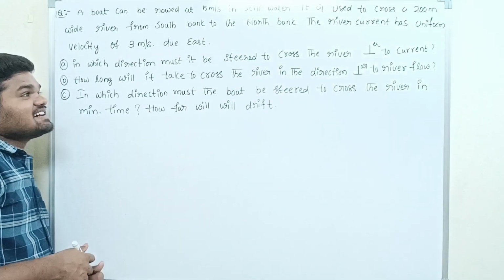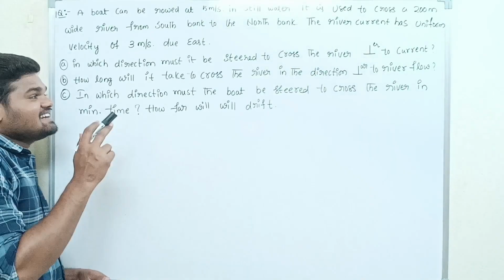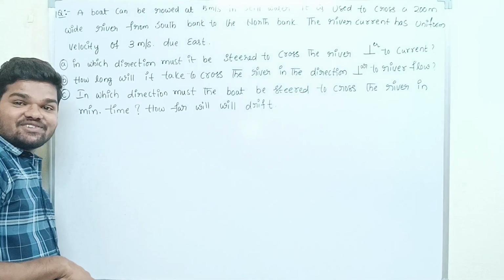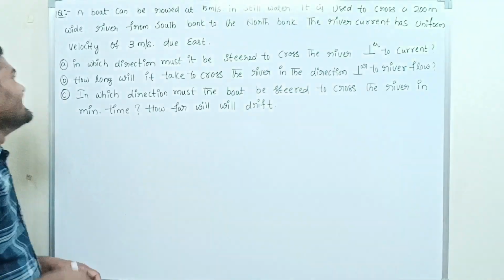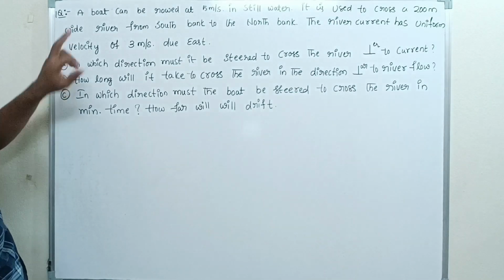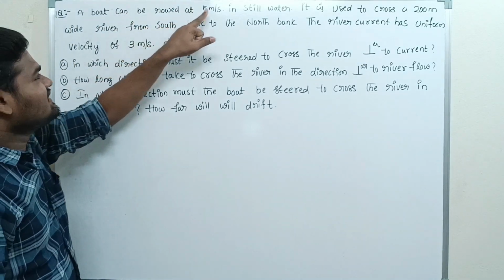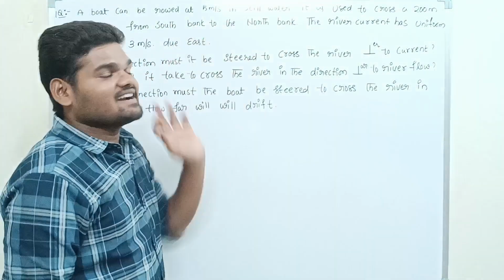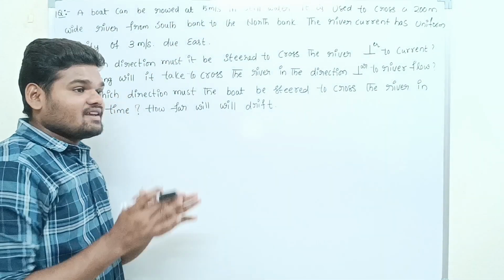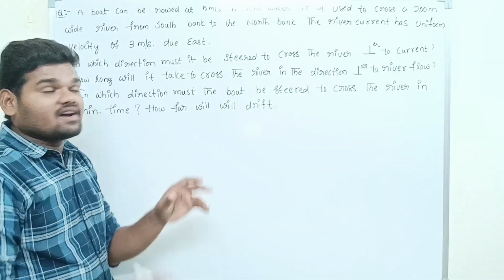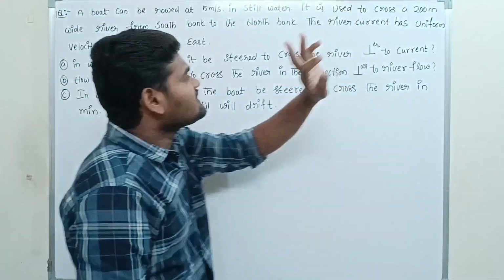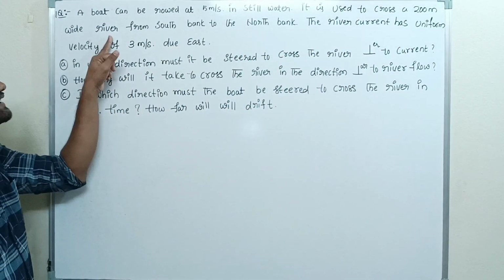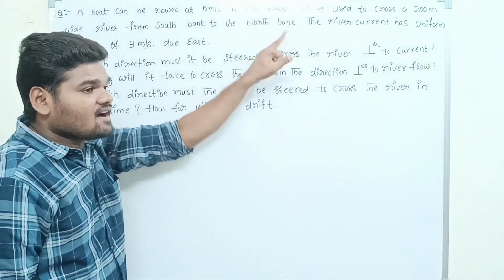Okay. So the question is too short, na. It has only 3 plus 3 plus 1, 7 lines only. Very short question. Right. So have a look at what is given. A boat can be rowed at 5 meter per second in still water. There is still water and a boat, and it is rowed at a speed of 5 meter per second. It is used to cross a 200-meter wide river from south bank to the north bank.